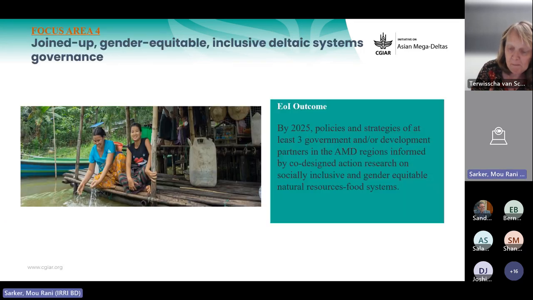So our work package 4 is on gender equitable inclusive deltaic food systems. We have revised our theory of change, which has now already been approved. Feel free to review this. And our focus will be on partnerships and impacts, how we can influence policies and issues of food governance and gender and social inclusion.